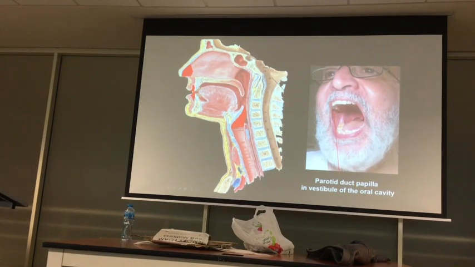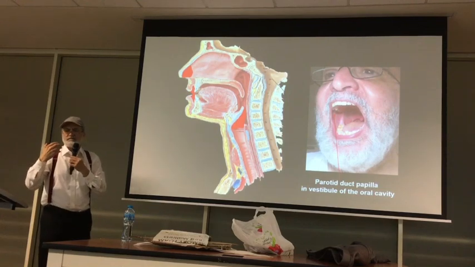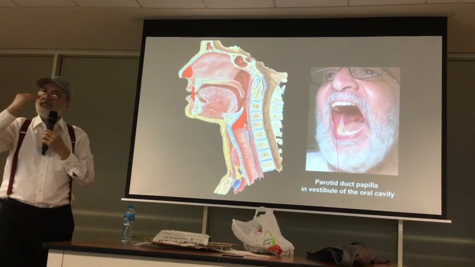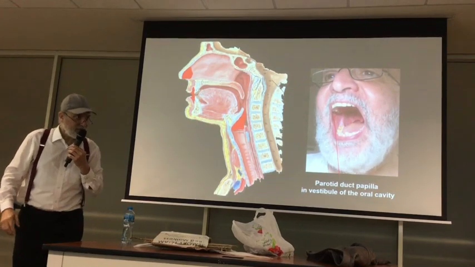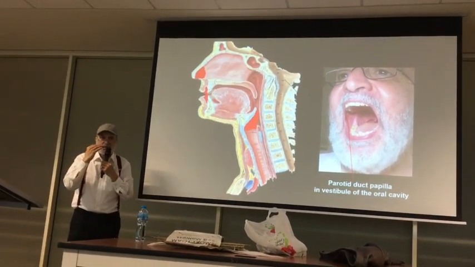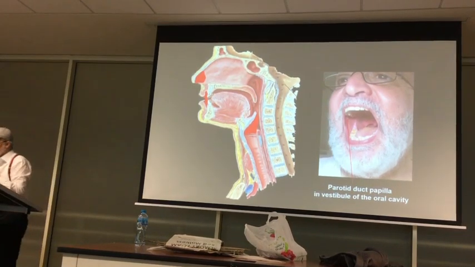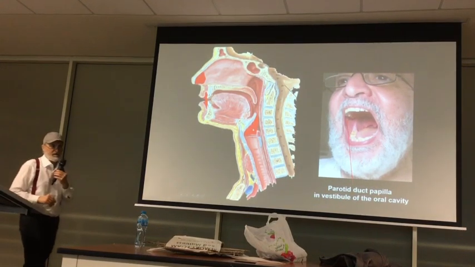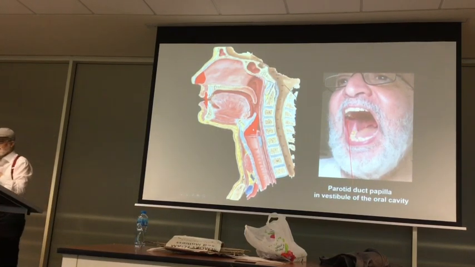How about the vestibule of the mouth? The vestibule of the mouth, maxillary above, mandibular below. Are we following? Of trigeminal, of course. How about the vestibule here of the larynx? Vagus. And if I name it, it is the internal laryngeal nerve.